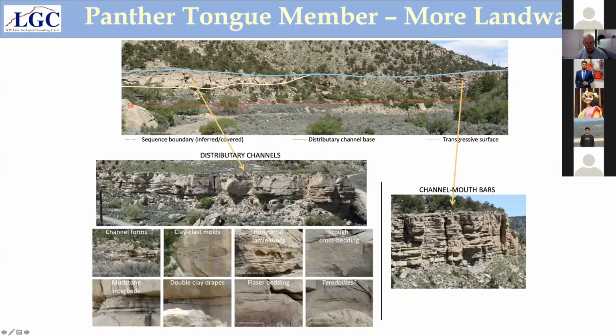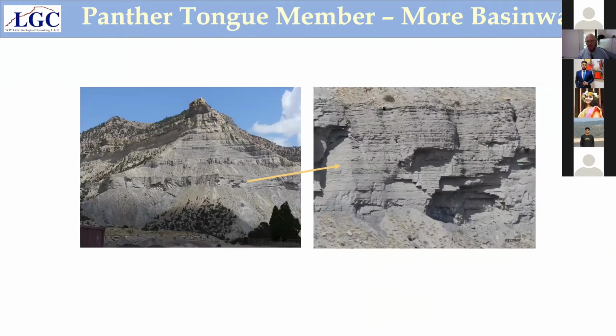So here we interpret this, again based on the sedimentary structures and their association, as a distributary channel within this deltaic succession. So this is the delta front, and here's a distributary channel that cuts across the delta front, and it exhibits tidal influence. And just to give the full picture, if you go more basinward instead of more landward, this again is the same unit that we're talking about. This is the Panther Tongue once again, but a little bit further out into the basin.